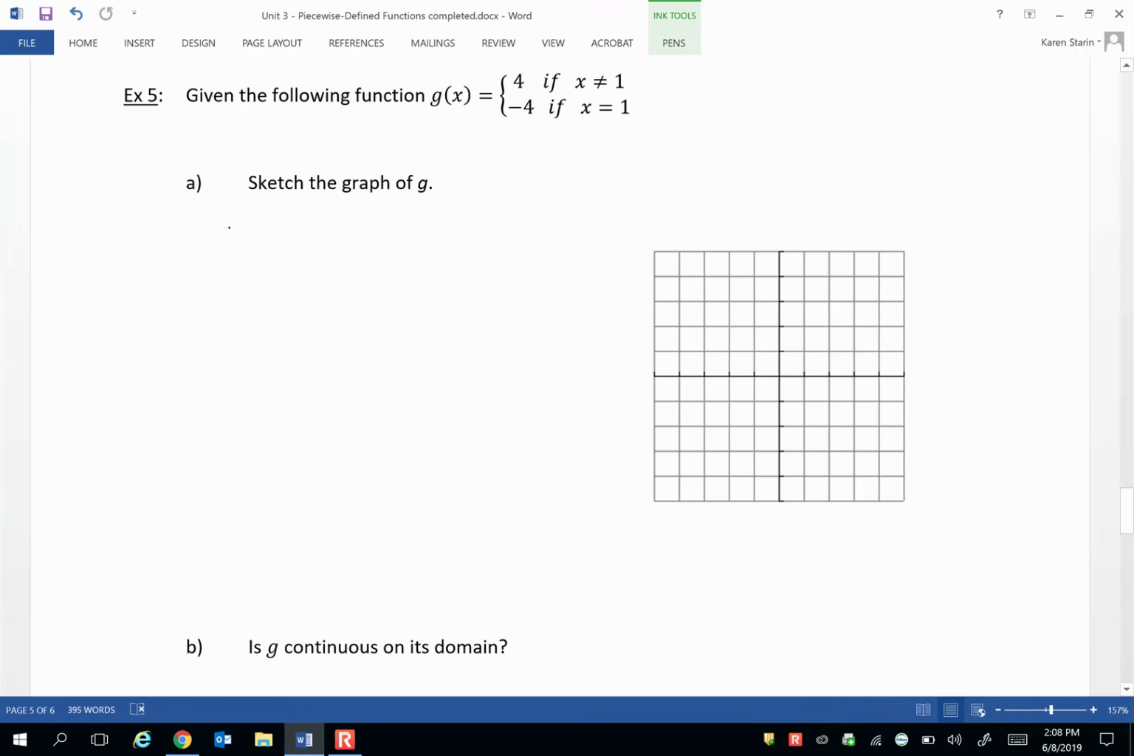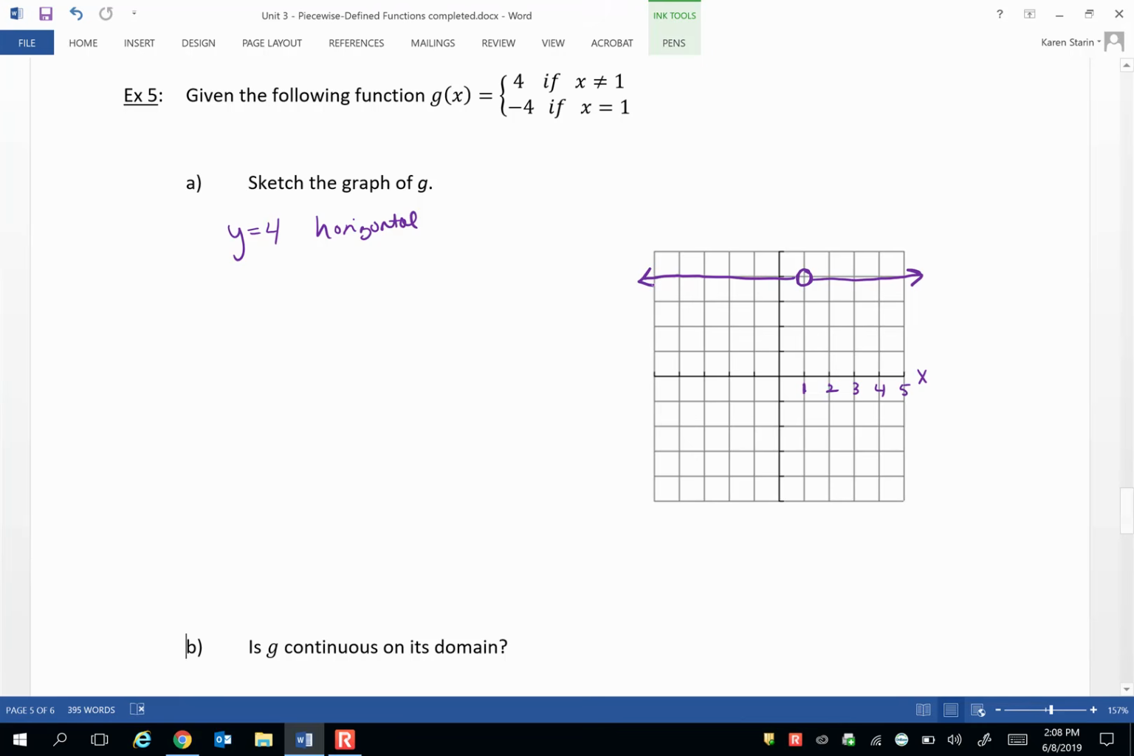We have y equals 4, and we know that that's a constant function. It's a horizontal line everywhere where x is not equal to 1. Okay, so here's x equals 1. Let me just go ahead and write down a little bit of a scale here on the x-axis. So everywhere y equals 4 except there, and I'm just going to designate that with a hole. Everywhere else I have the horizontal line y equals 4. So I'm going to show that piece like that.